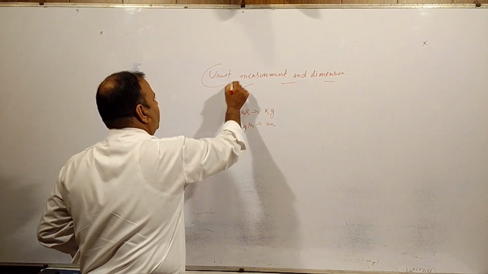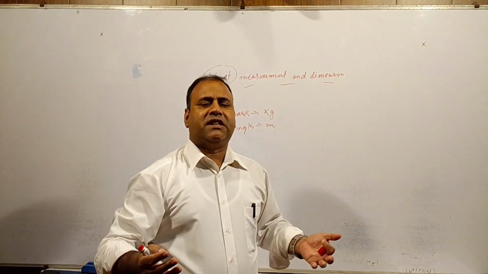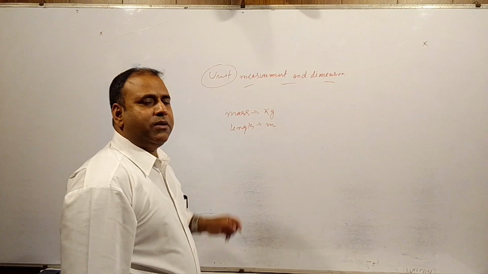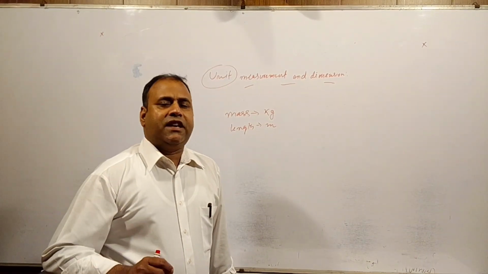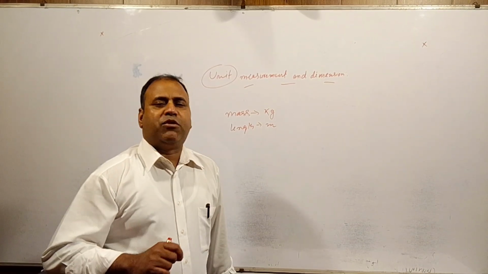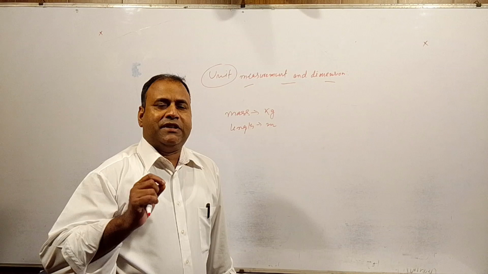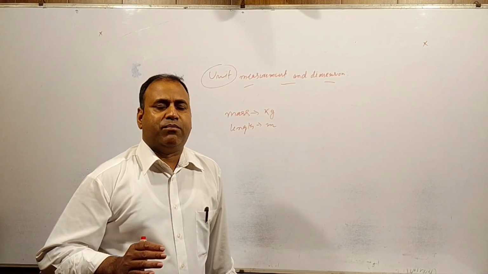Unit means a kind of identification factor which is used to measure the physical quantities. That is why it is called unit. You remember, there are different types of unit. One is SI unit, another is CGS unit, FPS unit, and System of International Unit. Among all the four units, you remember basically in physics, CGS unit and SI unit are very important.